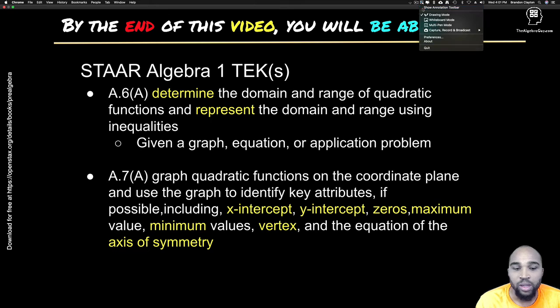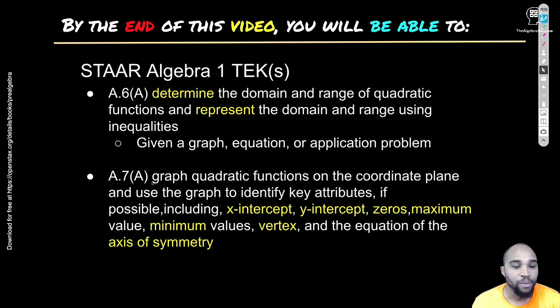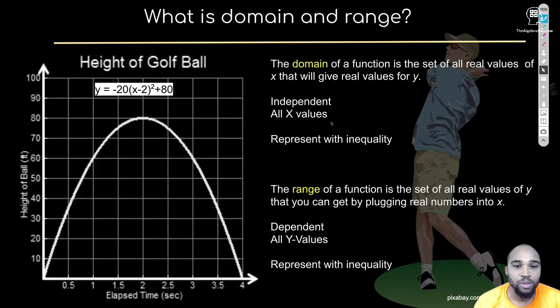The second one is 7a: graph quadratic functions on the coordinate plane, and use the graph to identify key attributes if possible, including x-intercept, y-intercept, zeros, maximum value, minimum values, vertex, and the equation of the axis of symmetry. We're going to hit every single one of those topics. So if you are just a little bit shaky on any of those, stay tuned throughout the whole video so that you can be more competent and confident in those areas. So let's jump into it.